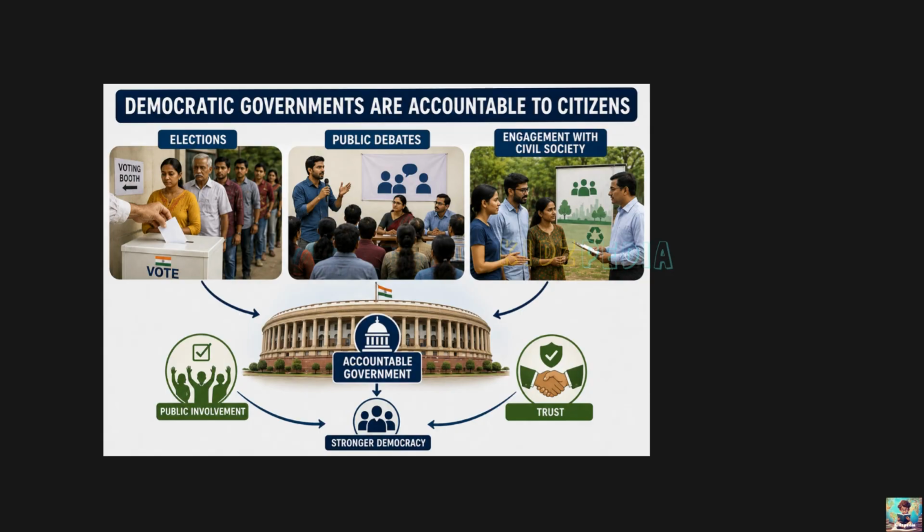So, democracy is not only about choosing a government through elections. The government must also be answerable to the people. This is called accountability. For example, after the government is elected, people can still question its decisions, discuss its actions, and express their opinions through public debates and civil society. So, the government cannot simply do whatever it wants. It has to be answerable to the citizens.